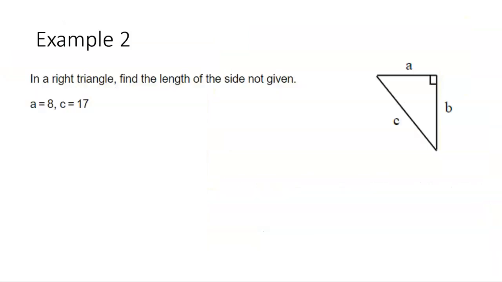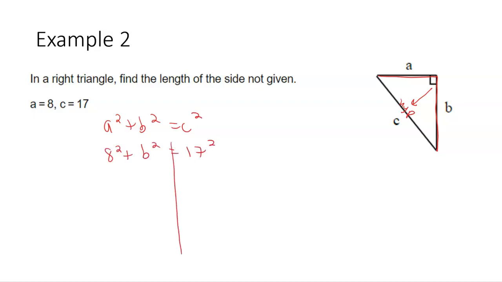And there you go. Let's apply the Pythagorean theorem here. So in a right triangle, find the length of the side not given. So first, don't assume that anything is labeled correctly. But in this case, yes, we do have a hypotenuse over here. So it's going to be A squared plus B squared equals C squared because it's a right triangle. So we get 8 squared plus B squared equals 17 squared.